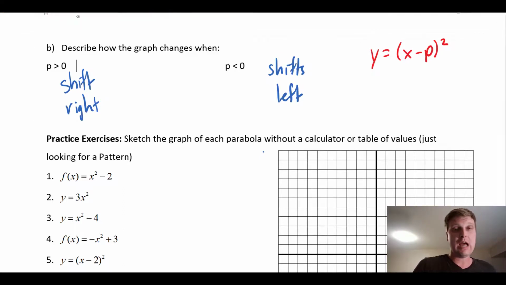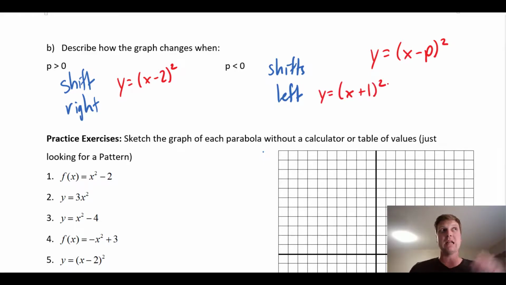And so the example we had there of shifting to the right, remember, was y equal to x minus 2 squared. So by subtracting a positive, it shifts right. And the example we had of shifting left was y equal to x plus 1 squared, or x minus negative 1, which shifts it to the left.